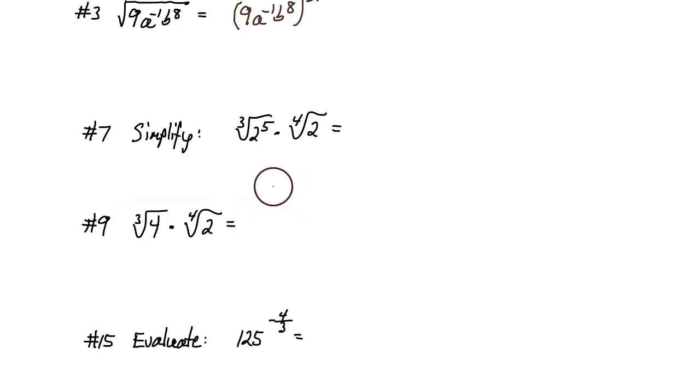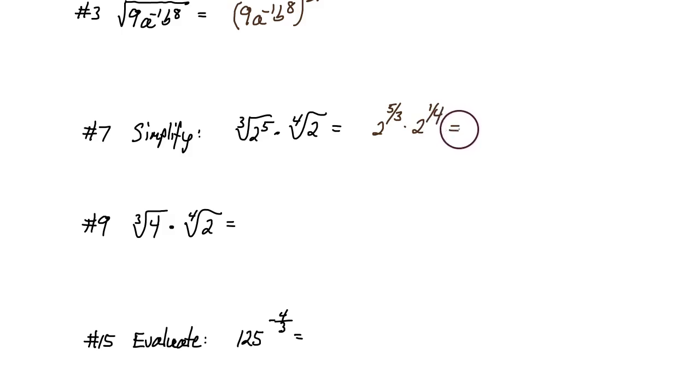Number 7, we're asked to simplify this radical. These don't have the same index. This is an index of 3, this is an index of 4. So what we can't do is just times together the numbers in the radicals. Instead, let's make use of their exponential form. We can rewrite this as 2 to the 5/3 power times 2 to the 1/4 power.